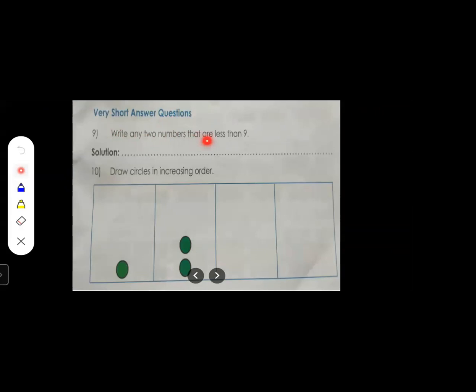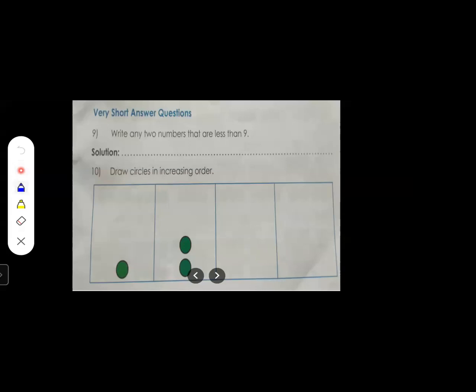Write any two numbers that are less than 9. So we have to write any two numbers less than 9. Any number you can write, but it must come before 9. After 9, numbers like 10, 11, 12 you cannot write, because they are bigger numbers. But before 9, from 1 to 8, you can write any number, because they are smaller than 9. They are less than 9.